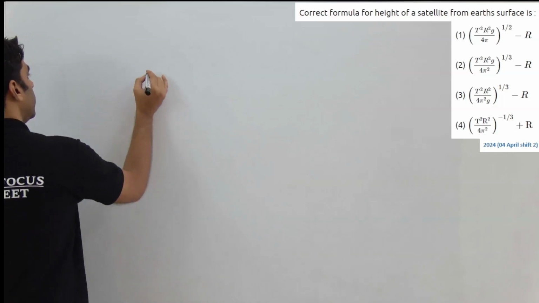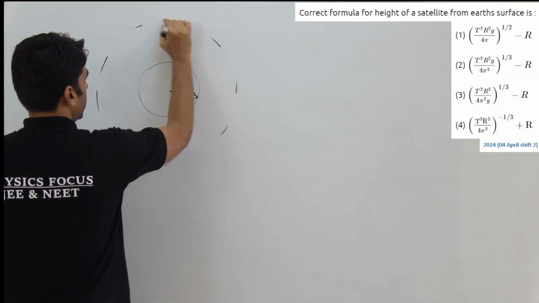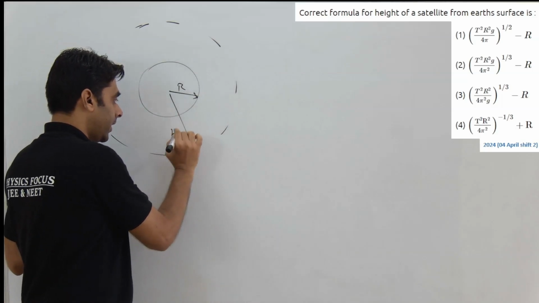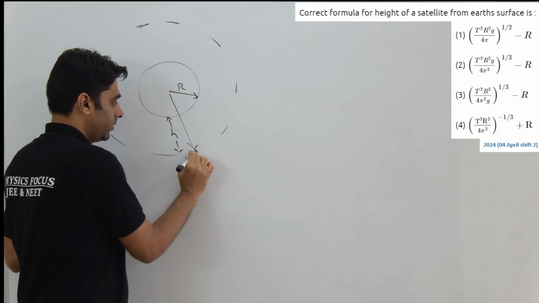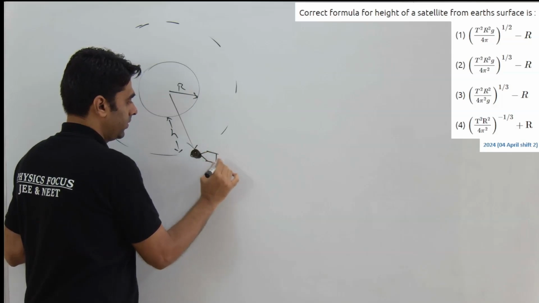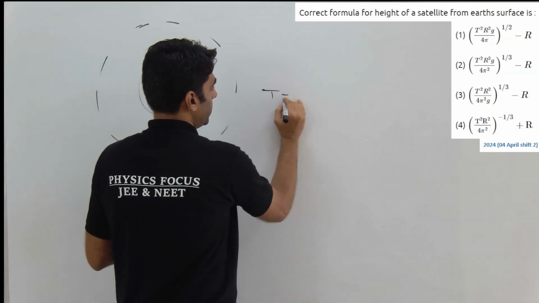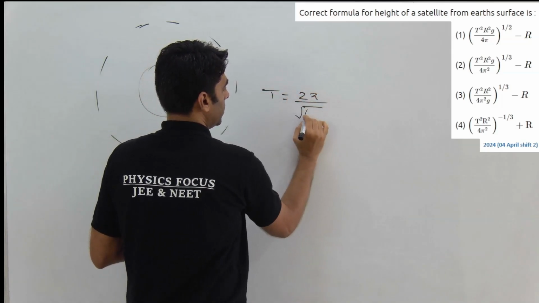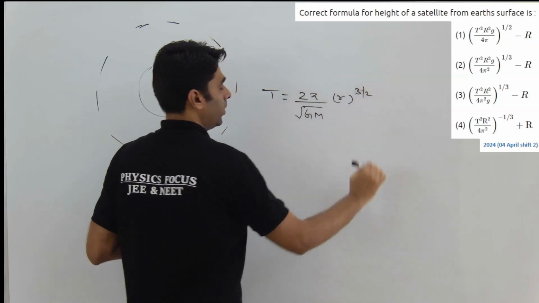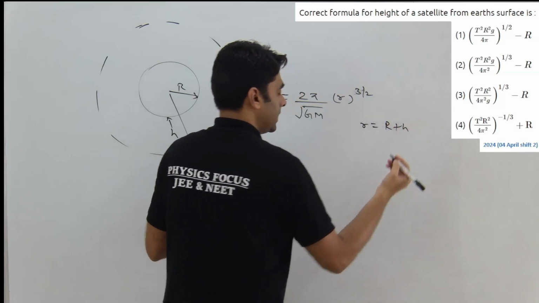Let us calculate. So let's say this is our Earth having radius R, and a satellite revolving around in an orbit of radius small r, at a height of h. Right. This is our satellite. So this is what is given to us. What is our time period? What is our standard result? Time period is given as 2 pi by root GM, small r power 3 by 2. Over here, small r is the orbital radius, which is nothing but your capital R plus h. h is the height from the surface.